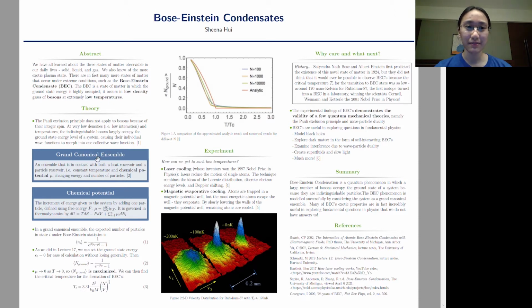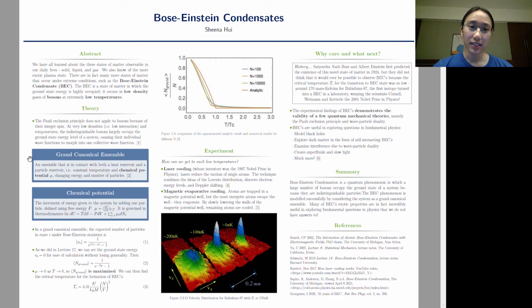One can approximately imagine this phenomenon by considering the de Broglie wavelength of each particle, which increases as the temperature drops. When the de Broglie wavelength exceeds the mean distance between particles, they start to overlap and their individual identities are lost. We introduced the concept of a grand canonical ensemble to realistically model BECs.